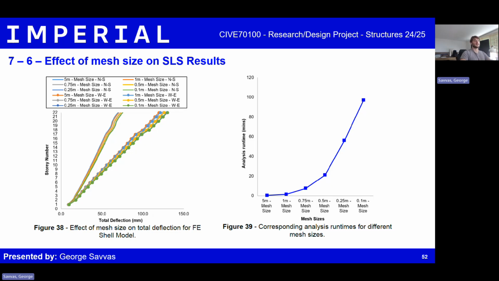As shown in figure 38, reducing the quad-dominant mesh size from 5 to 0.1 meters resulted in only a modest change in total deflection, with a maximum variation of 7%. This aligns with previous sensitivity studies by Trimble, indicating the structural response converges well before the finest mesh is reached. However, as figure 39 illustrates, the computational cost increases exponentially with refinement, the 0.1 meter mesh requiring orders of magnitude more runtime. This emphasizes the need to balance marginal accuracy gains against unsustainably high processing demands when selecting mesh density.